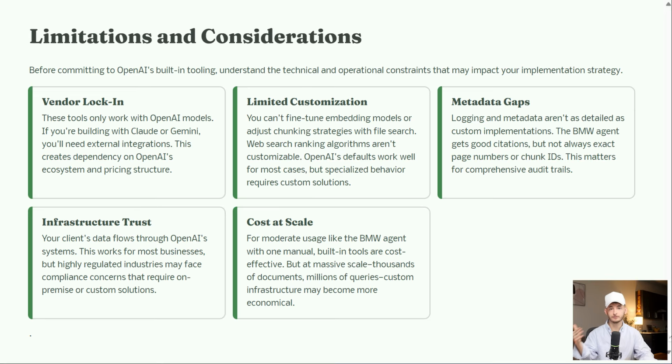And fifth, there's a cost curve. So for projects like this BMW agent with one manual and moderate usage, the built-in tools, they're pretty cost effective. But for massive scale, thousands of documents and millions of queries, you probably will hit a point where custom infrastructure becomes more economical. But most AI agencies are not at that scale yet. And understanding these limitations helps you make informed decisions about when to use built-in tools versus when to still build custom solutions. Now that is everything that I wanted to cover about this latest feature.